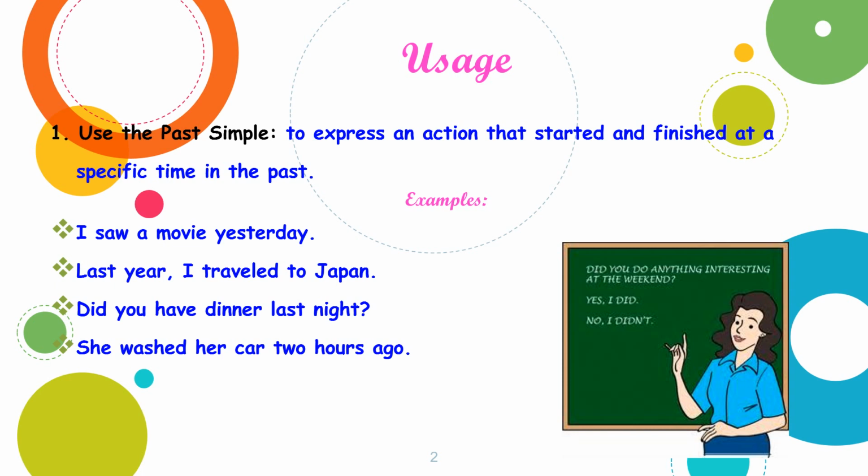Number 1, I saw a movie yesterday. Number 2, last year I traveled to Japan. Number 3, did you have dinner last night? Number 4, she washed her car 2 hours ago.